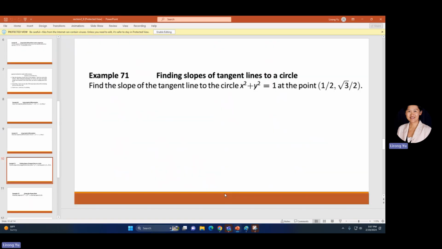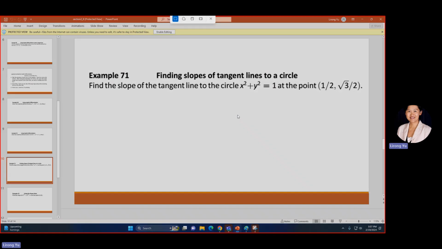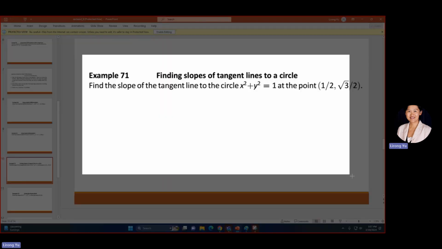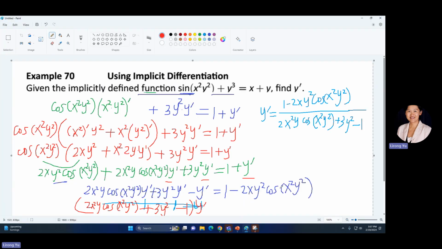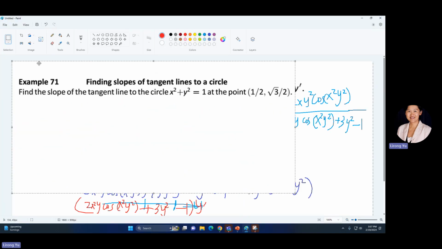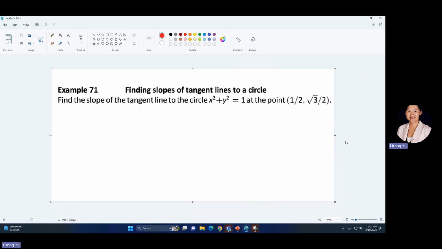What we're going to do here is find the tangent line of this graph at 1/2 and root 3 over 2. So we want the equation of the tangent line. To find the tangent line, you have to know the derivative, and what exactly is the derivative? That part we're going to calculate.